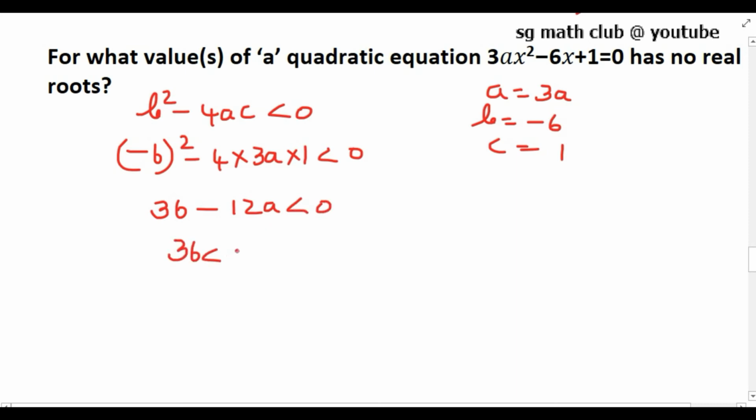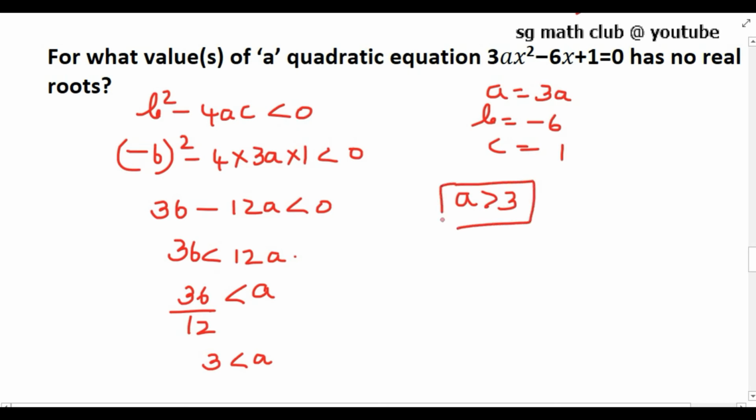36 is less than 12a, or I can write a, if you take to this 36 divided by 12, that is 3 is less than a, or if a is greater than 3, then I can say that the quadratic equation has no real roots.